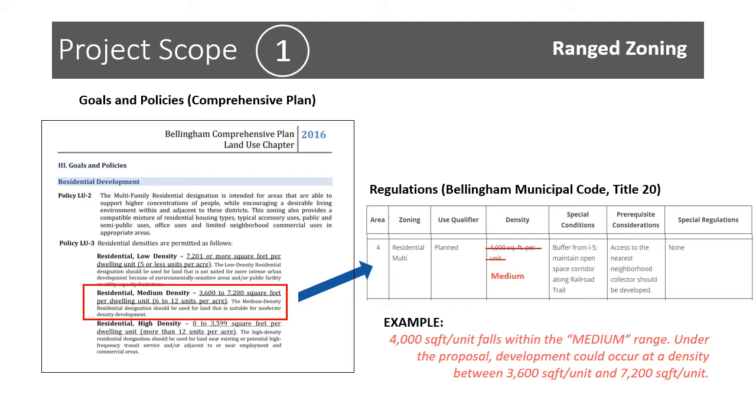Staff is evaluating whether to allow development at any density within each RM zone's comparable comprehensive plan range of low, medium, or high. Current densities in the Land Use Code will be replaced with their designated comprehensive plan range. In this example, the subarea's current density of 4,000 square feet per unit falls within the medium range. Under the proposal, development in this subarea could occur at a density between 3,600 square feet per unit and 7,200 square feet per unit.